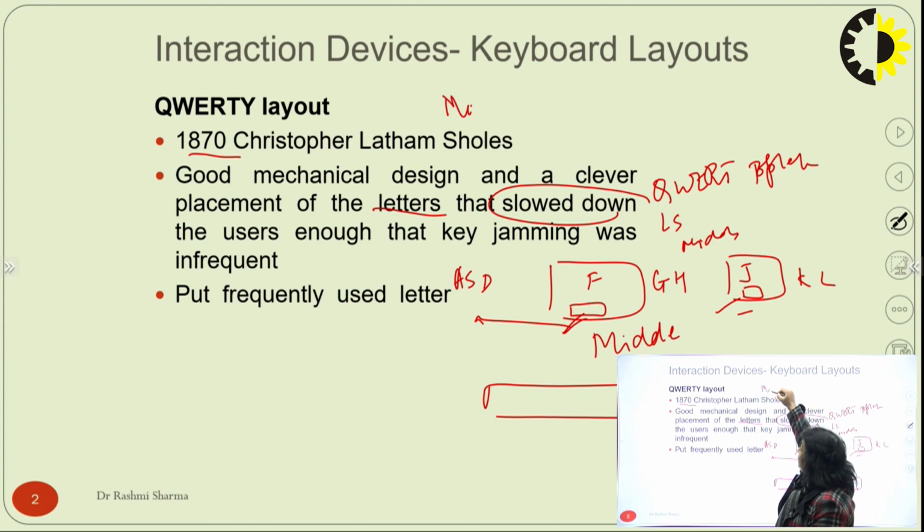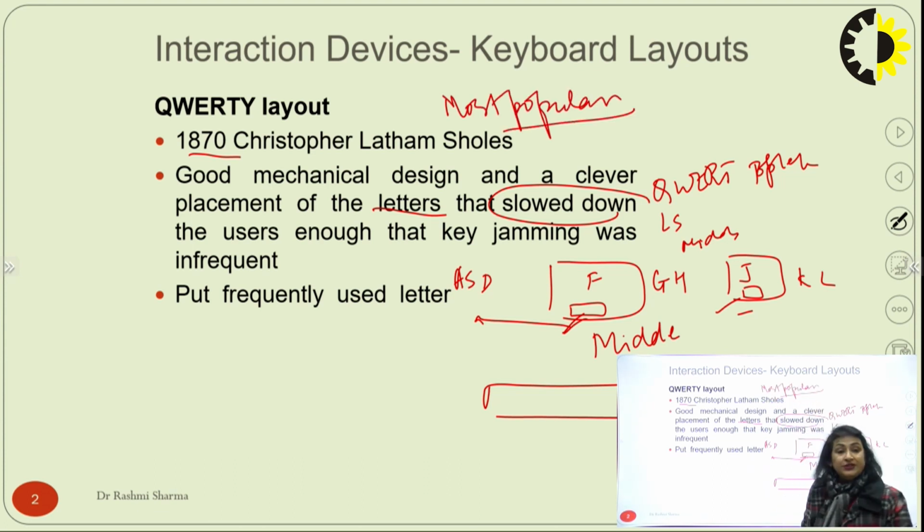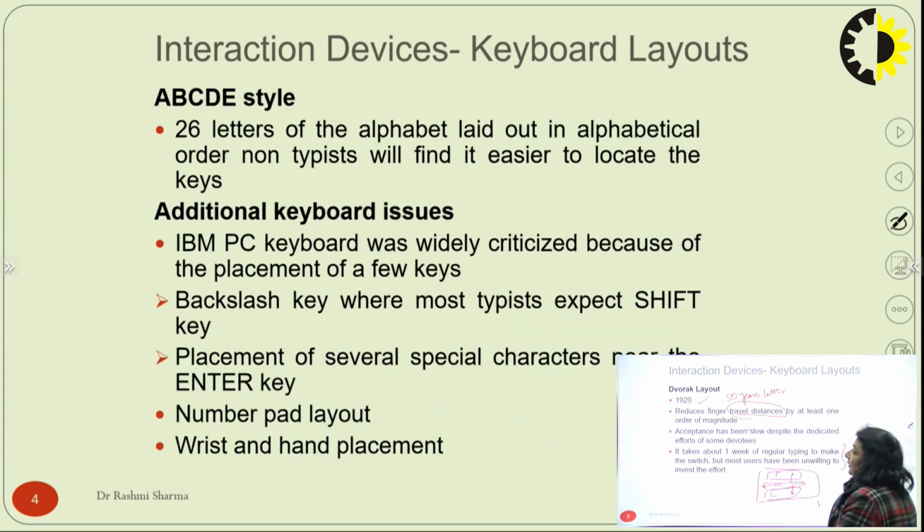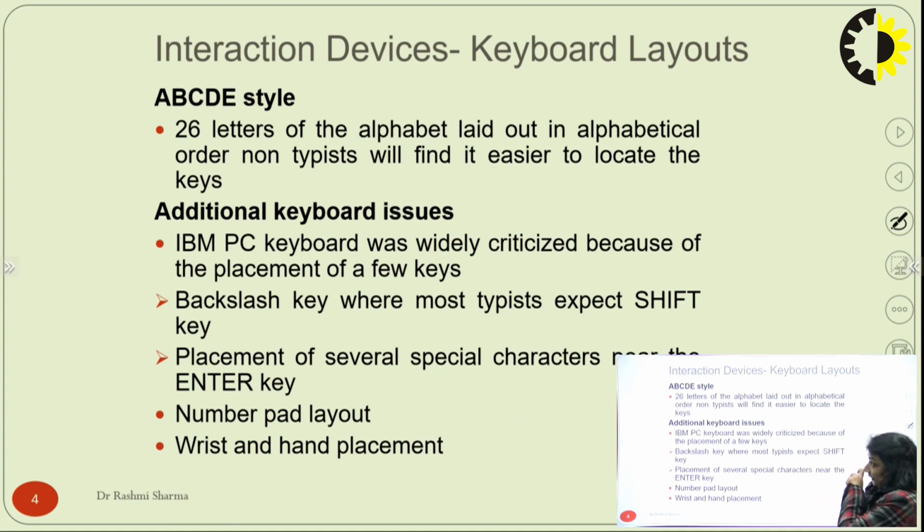We usually see this particular keyboard. This is the most popular keyboard which we usually use, which was defined in 1870. It takes about 1 week for a regular typist to switch from QWERTY to the Dvorak layout keyboard. So this was the second. First is QWERTY, second is Dvorak. The third one gives you the ABCDE style.